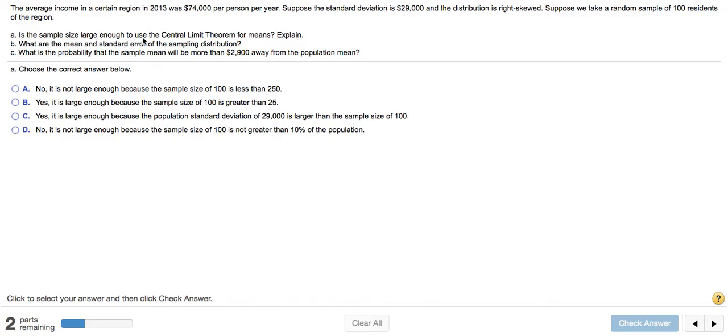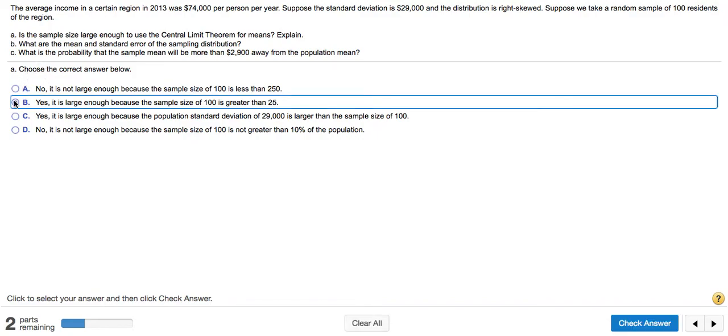large enough to use the central limit theorem for means? And the answer to that is yes. Here we have 100 residents, and for this theorem to apply, we have to have more than 25. So that looks like it's B. So I'll select that one.